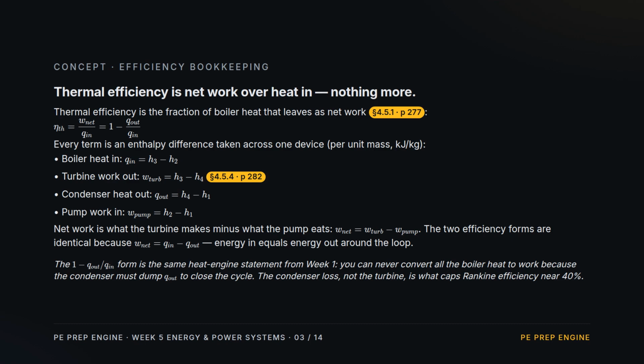Thermal efficiency is the fraction of boiler heat that leaves as net work. Net work over heat in, or equivalently 1 minus heat out over heat in. Every term is an enthalpy difference across one device. Boiler heat in is H3 minus H2. Turbine work is H3 minus H4. Condenser heat out is H4 minus H1. Pump work is H2 minus H1. Net work is turbine work minus pump work. The 2 efficiency forms are identical because energy in equals energy out around the loop.